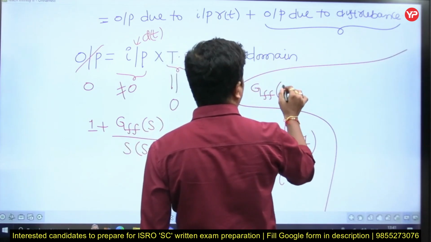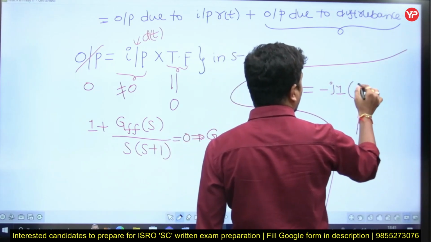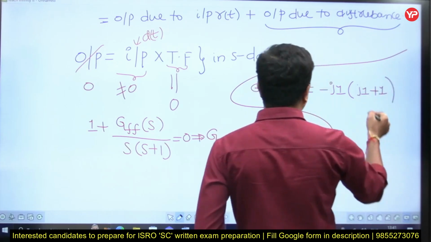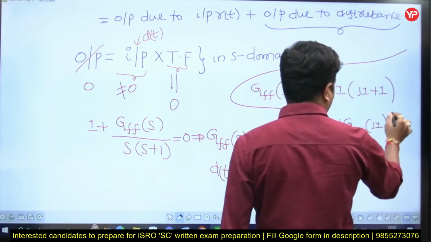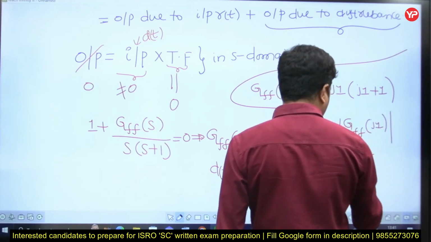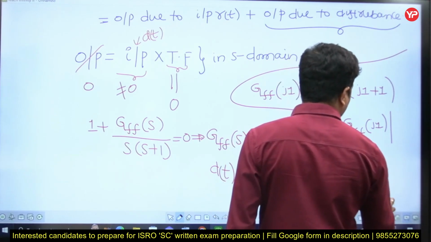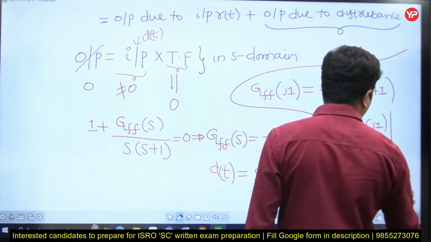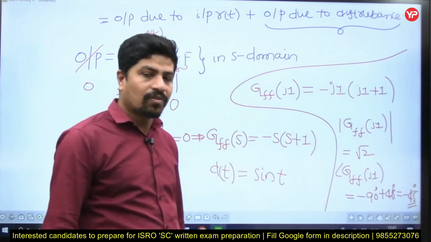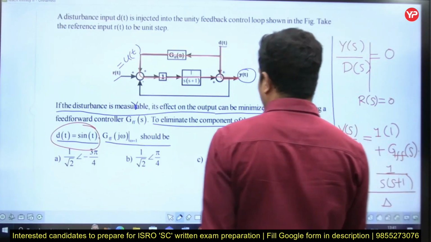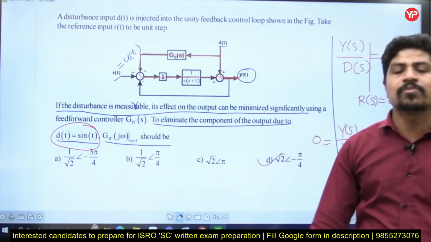Now, if I substitute that in this, what am I going to get? GFF of j omega, with omega equal to 1, is equal to minus j1 into j1 plus 1. Its magnitude, GFF of j1, is equal to root 2, and its angle is minus 90 plus 45, which is equal to minus 45. Minus 45 can be written as minus pi by 4. So root 2 at an angle of minus pi by 4. Very good question, a conceptual question it is.